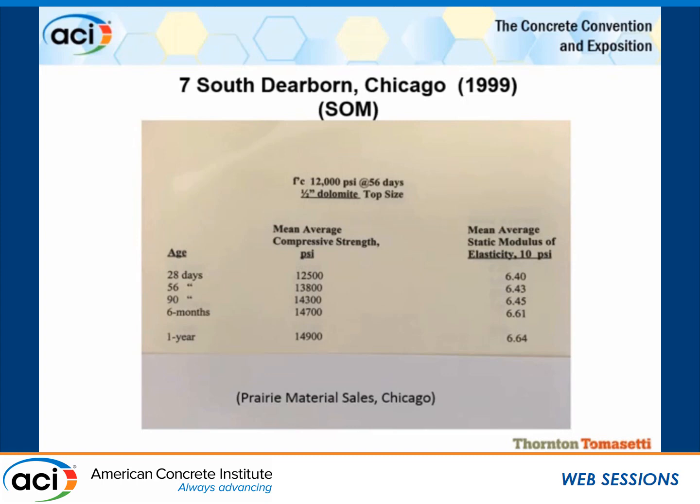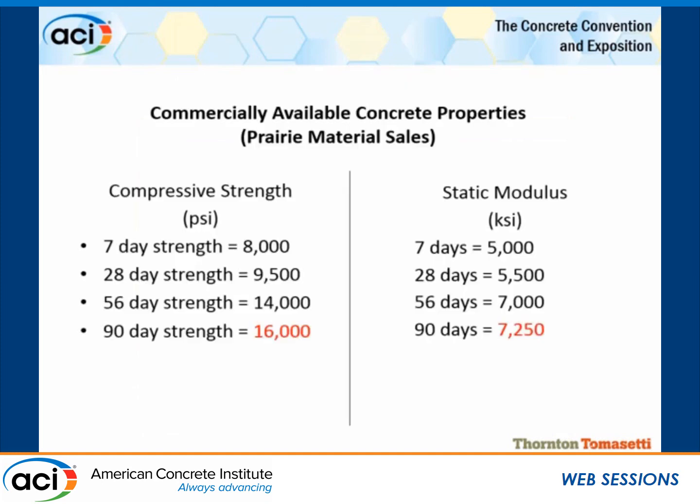So we had several meetings about what we can specify, because our approach as engineers was not, we need this. It was more like, what can you give us? And that's the way we should be approaching specifying modulus on these projects. We have to work with the ready-mix suppliers. So at that time, with average compressive strengths around 14 or 15,000 psi, maybe we could achieve a modulus of 6,700 KSI. That was sort of the state of the art in the late 90s as a possibility.